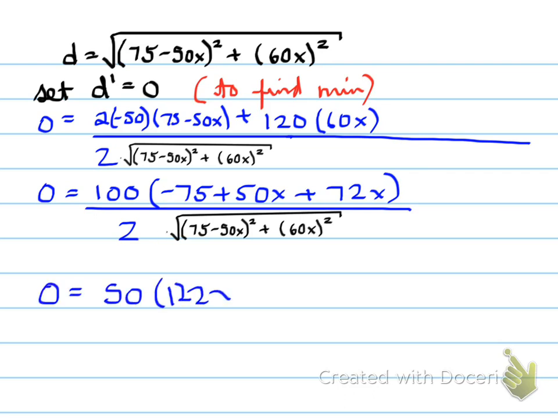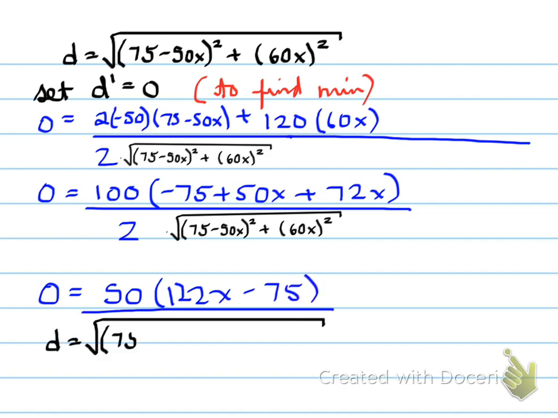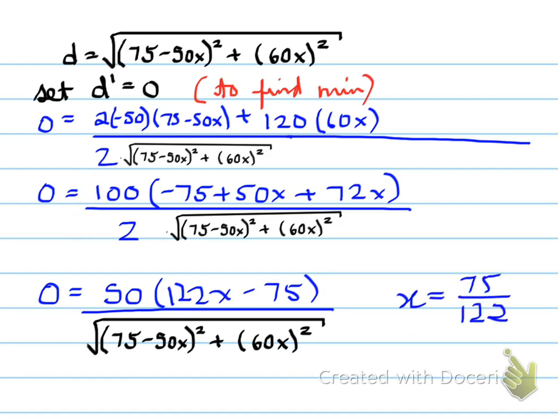we end up with a value of 50 times 122x minus 75. Remember, the 100 gets divided by 2 if you're wondering. And this is the answer that we will get. We will get 75 over 122. Well, what does that mean? This is the number of minutes that you will have as a result.